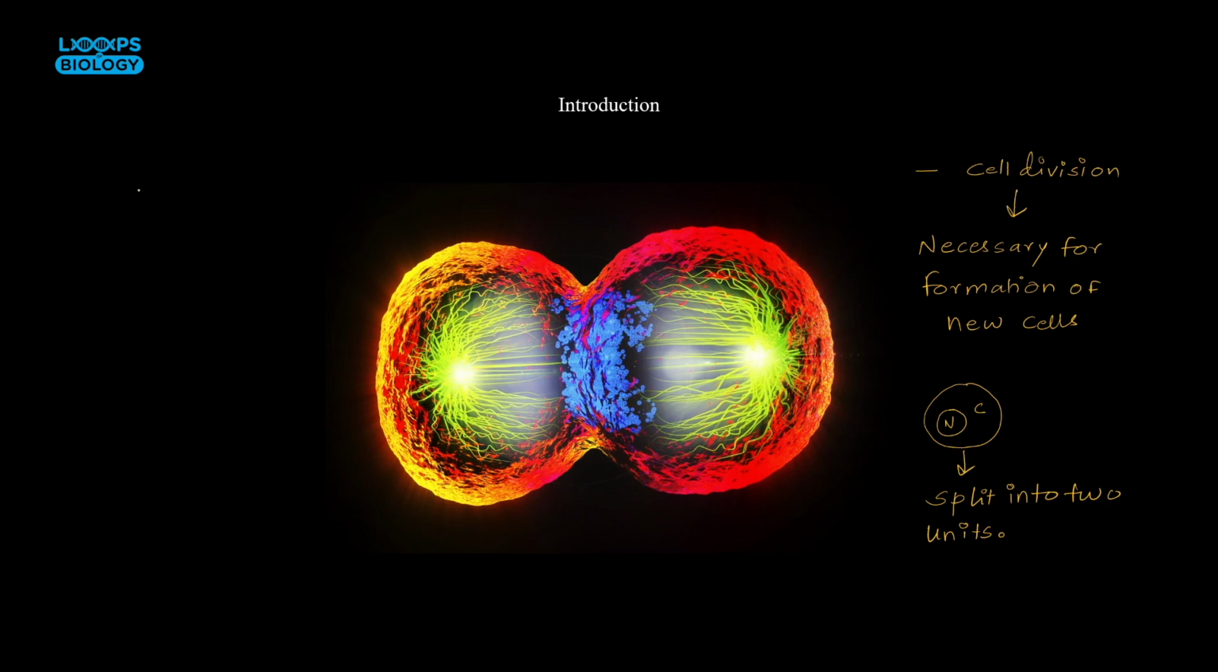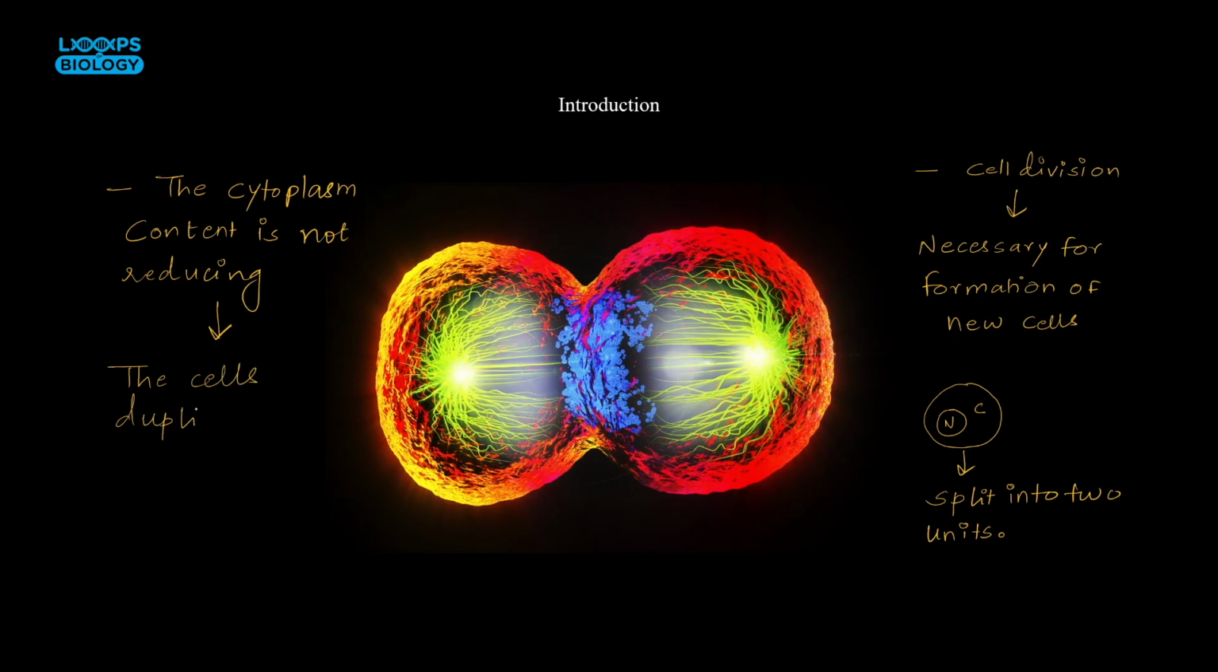Now, how is it possible? The cytoplasm content is not reducing. How? By duplicating this particular content. So the cells duplicate this content.